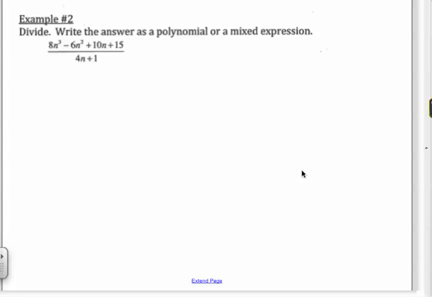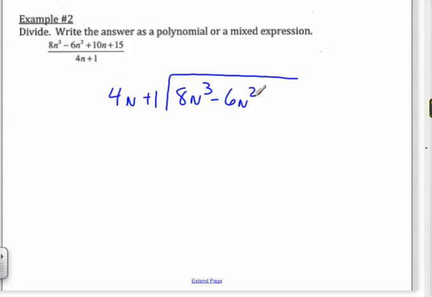Okay guys, same thing here. It says divide, write the answer as a polynomial or a mixed expression. We're going to do the same thing. So I'm going to take the denominator, it goes outside the house. The numerator goes inside the house. 8n cubed minus 6n squared plus 10n plus 15.